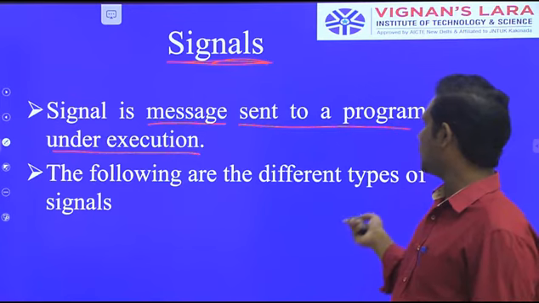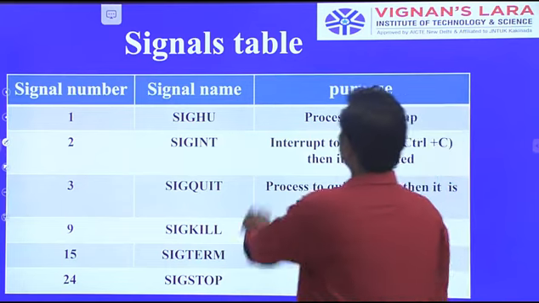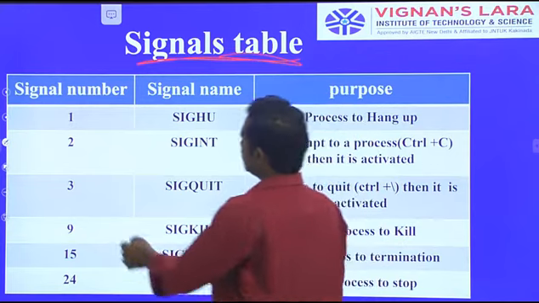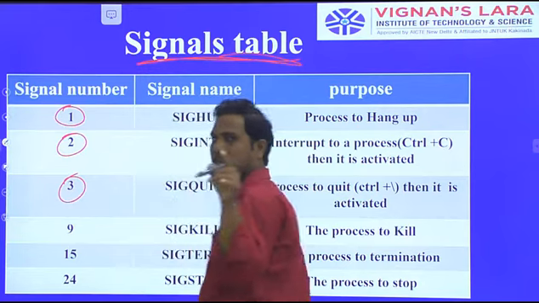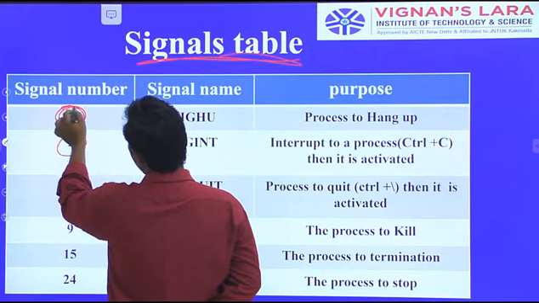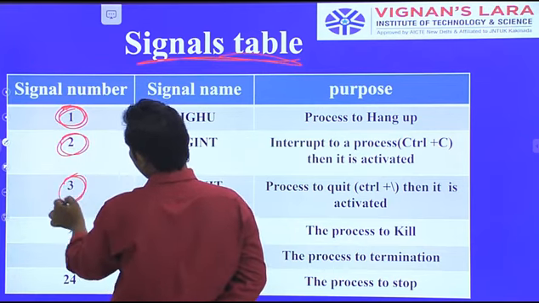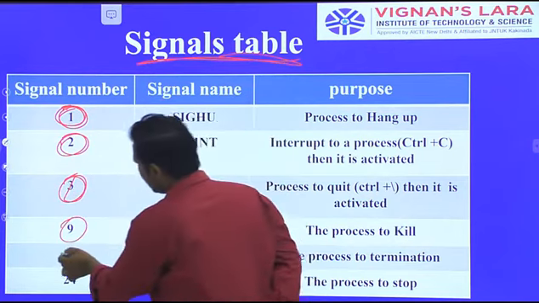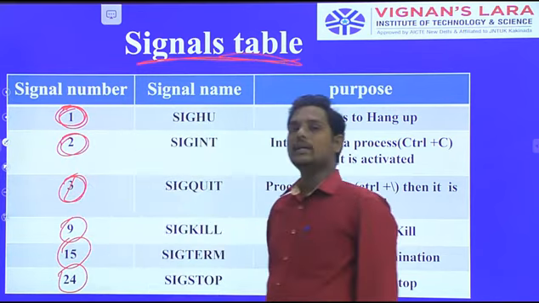Here different types of signals are there. You see the signals table. In this signals table, these are the signal numbers 1, 2, 3 - not serial numbers. Listen carefully. Signal number 1, signal number 2, signal number 3 each represent something. Signal number 9, signal number 15, signal number 24. These are the signal numbers, not serial numbers.